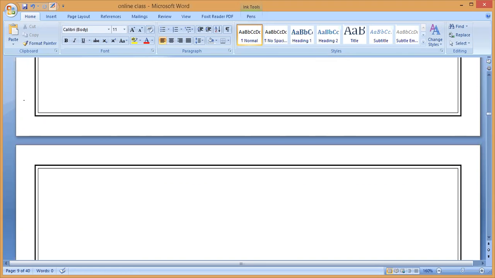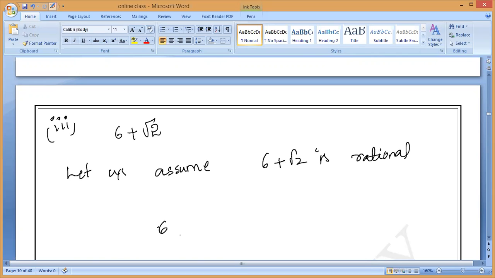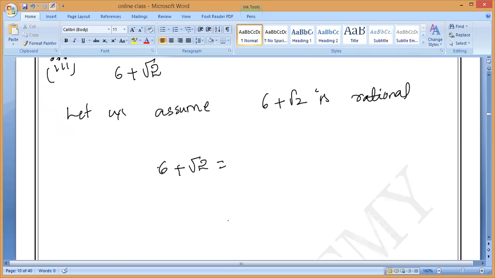What is next question? 6 plus root 2. So what is our assumption? Ma'am, our assumption is 6 plus root 2 is rational. Okay. 6 plus root 2 equal to what?